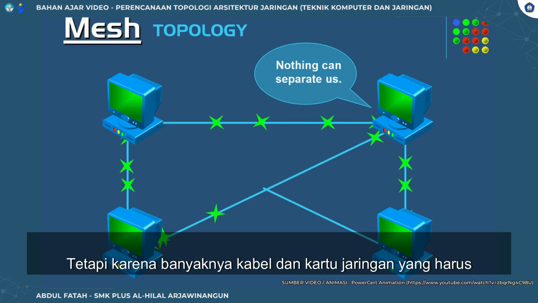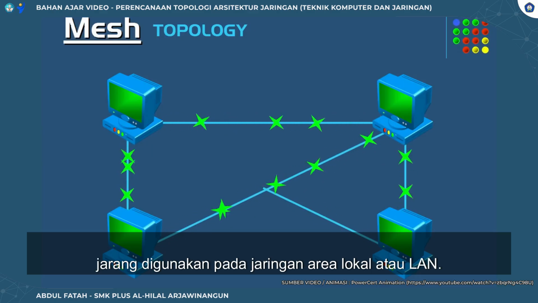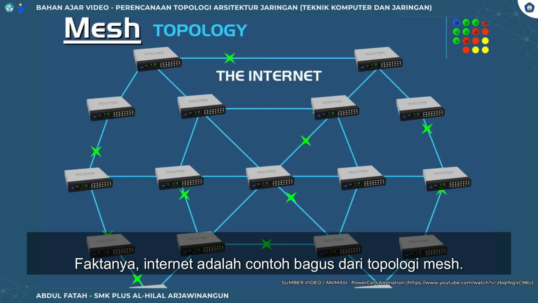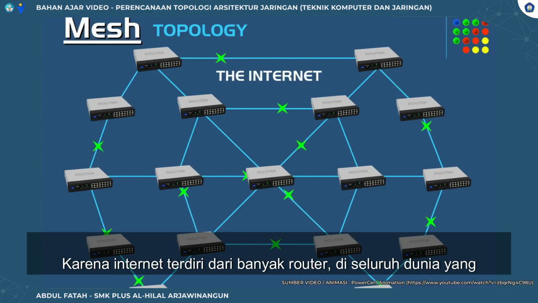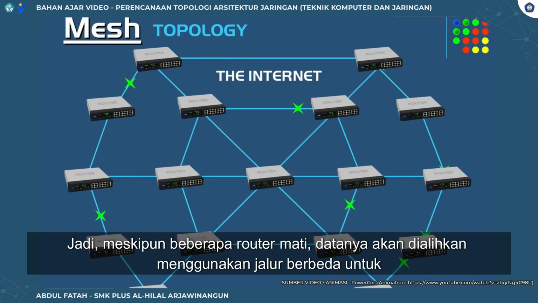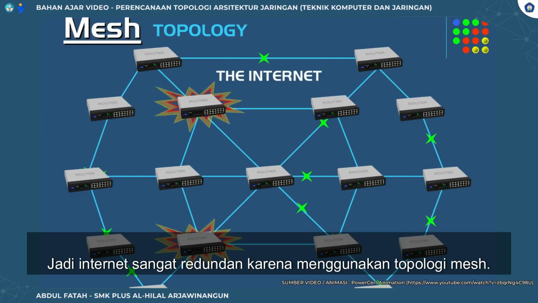However, because of the amount of cabling and network cards that have to be used, mesh topologies can be expensive, so they are rarely used on local area networks or LANs. They are mainly used on wide area networks like the Internet. In fact, the Internet is a good example of a mesh topology, because the Internet is made up of numerous routers all over the world that are connected to each other to route data to their intended destination. So even if a few routers go down, the data will get rerouted using a different path to ultimately reach their destination. So the Internet is very redundant because it's using a mesh topology.